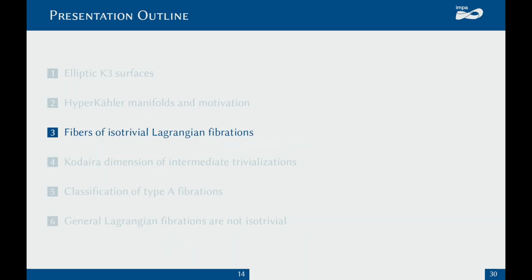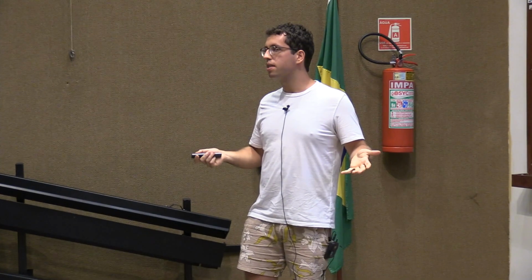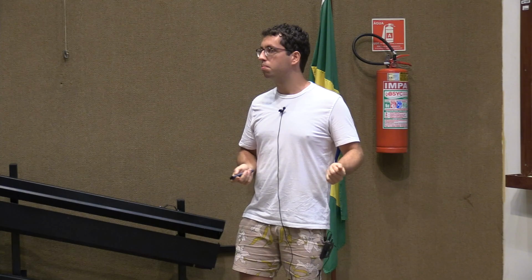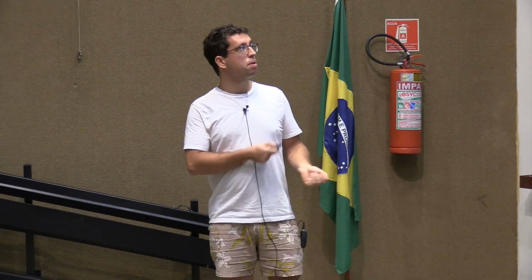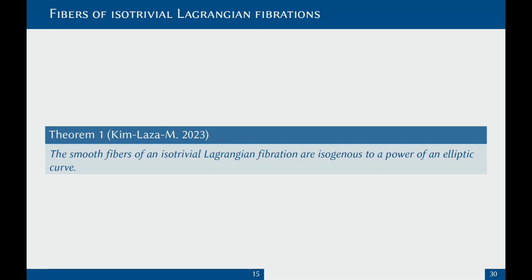All right, so this gets us to our first and arguably main theorem, which is about the fiber of an isotrivial Lagrangian fibration. I told you already, by this Chénier-Voisin business, we know that the fiber is somewhat special. It has to be isogenous to a power of a simple abelian variety. But that's not that special, right? It could be simple. A general abelian variety is simple. So what we prove is quite a bit more. We prove that the smooth fiber of an isotrivial Lagrangian fibration is isogenous to a power of an elliptic curve. And that's really quite a strong statement, right?